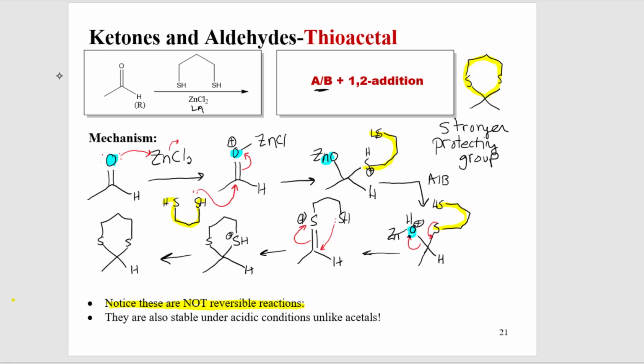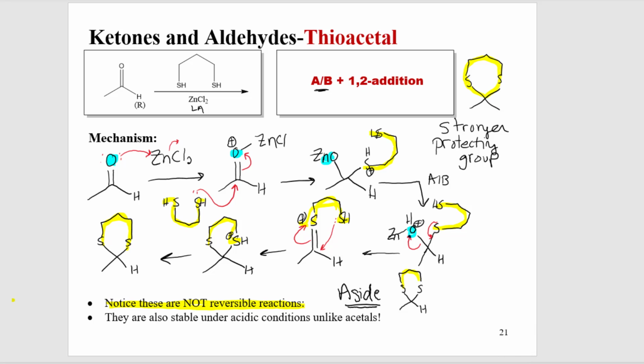Same mechanism. Do not be concerned or worried about the zinc as an acid or the sulfur instead of the oxygen. Completely interchangeable. Now, this makes a thioacetal, which you can totally use as a protecting group. They're just a little tougher to remove. What's interesting, as an aside, I'm not going to test you on this, but for those of you who are interested, what I like about thioacetals is that if you started with an aldehyde, you can deprotonate them.